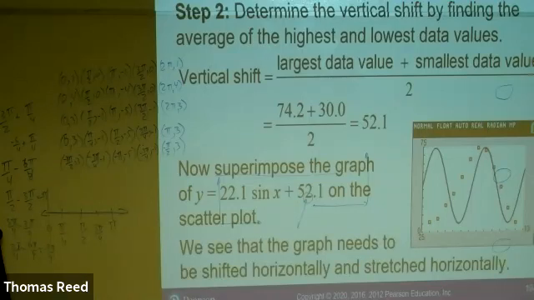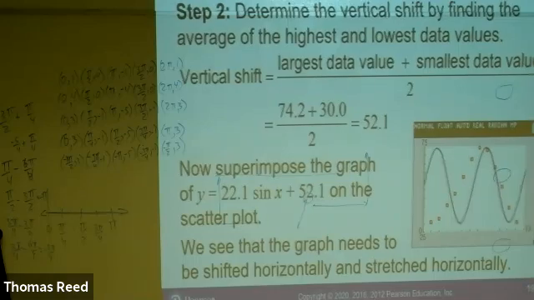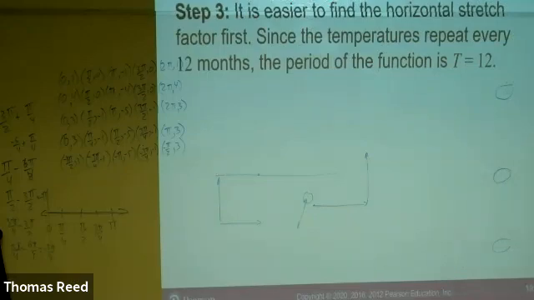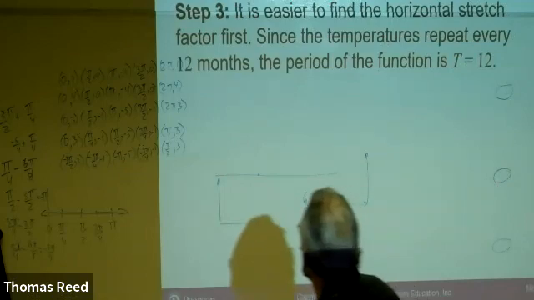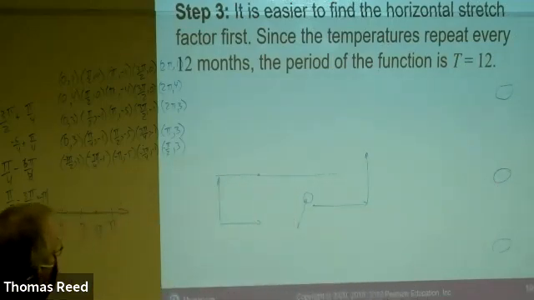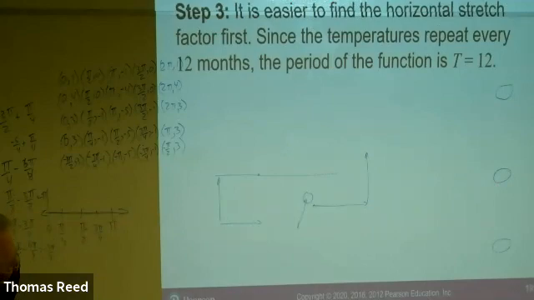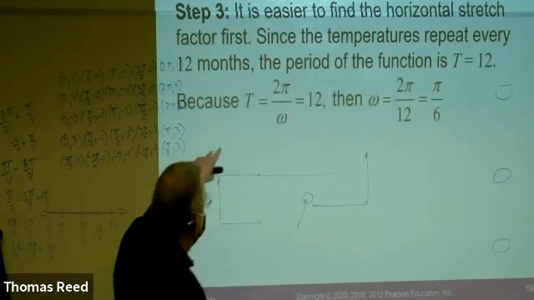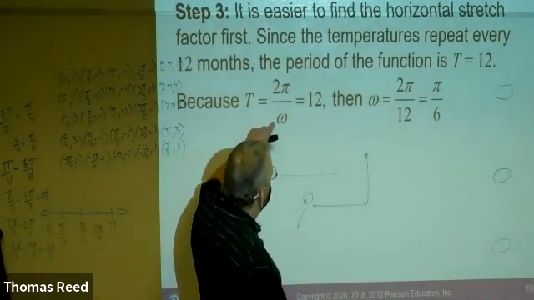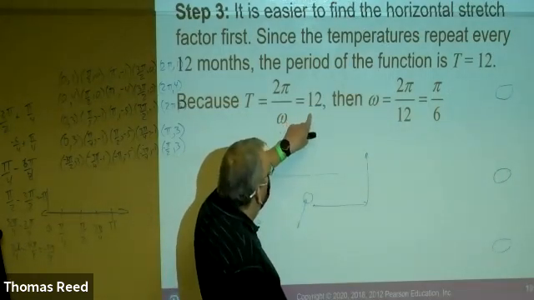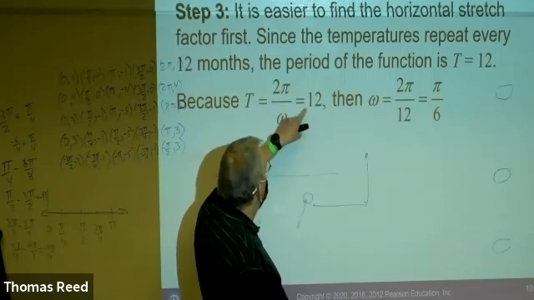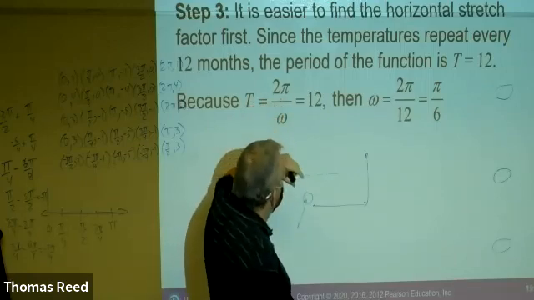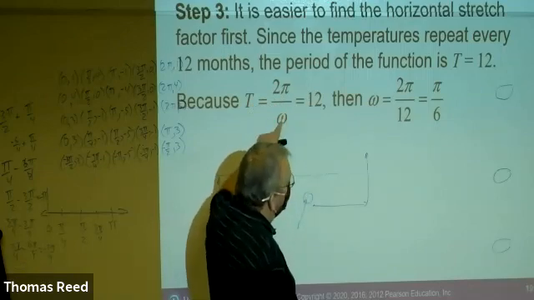And now it needs to be shifted horizontally and stretched forward. All right. So define the horizontal stretch back to first. Since the temperature repeats every 12 months, the period is 12. So omega is 2 pi over omega equals 12. So dividing, flipping both fractions, actually just switching the 12 with the omega.